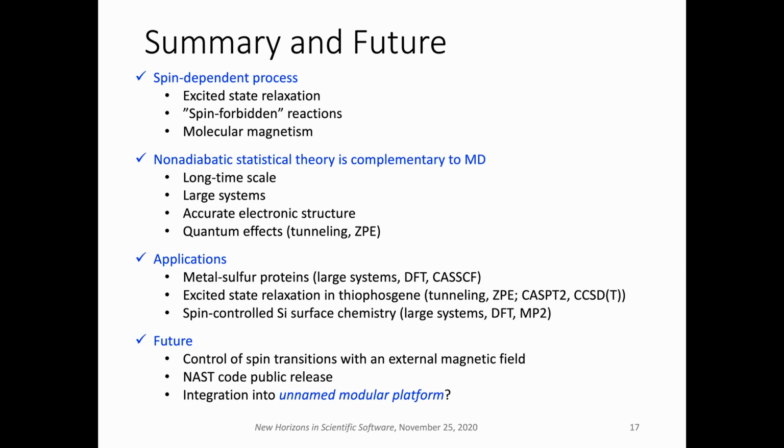So I introduced nonadiabatic statistical theory and talked about comparison with molecular dynamics. The advantage of statistical theory is we can treat systems on a long time scale, and large systems. We can use accurate electronic structure methods, and look at quantum effects such as tunneling and zero-point vibrational energy. I talked about three applications where we use different methods, basically different levels of theory. And in the future, we would like to expand our theory to magnetic field effects. We would like to see if we can control intersystem crossing reactions with an external magnetic field.